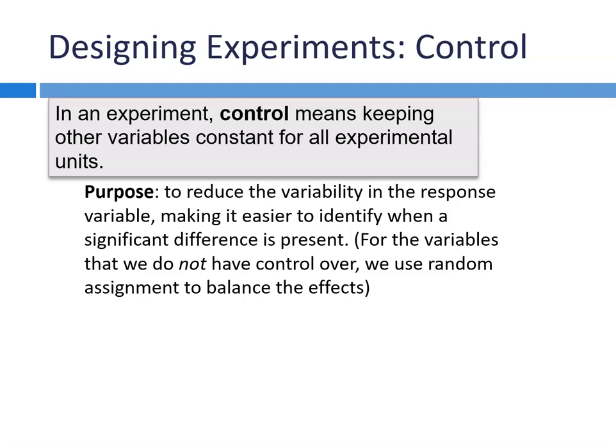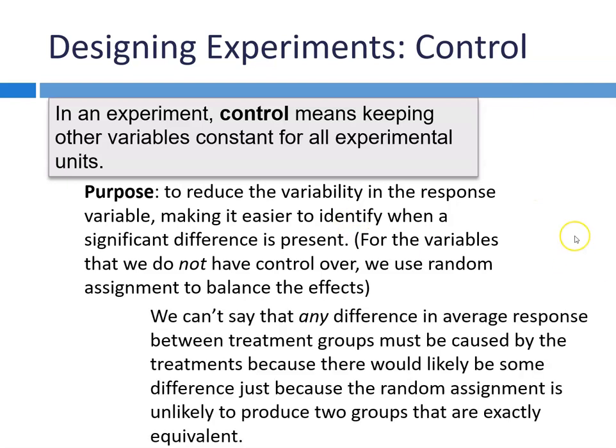Okay? So if you have no control over one aspect, you're hoping that the fact that you randomly assign them to groups is going to make up for the fact that you didn't have the ability to control this thing. We can't say that any difference in average response between 2 treatment groups must be caused by the treatments, because there would likely be some difference just because the random assignment is unlikely to produce 2 groups that are exactly equivalent. Okay, so this is a very important topic right here.